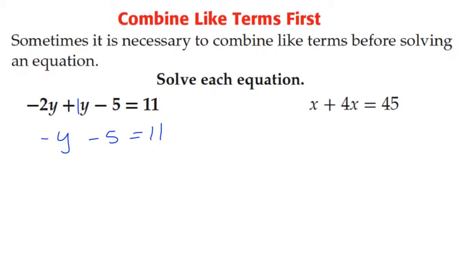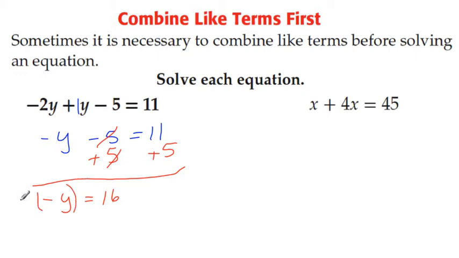But now we want to get rid of the constant. Now it's just like what we talked about in the beginning. We need to add 5 to both sides. So our 5's cancel, and we get negative y equals 16. But we want to know what positive y is. So what we're going to do is we're going to multiply by negative 1 on both sides. I'm going to multiply that by negative 1, and I'm going to multiply this one by negative 1. And a negative times a negative is a positive, so we get y equals, and now we have 16 times negative 1, which is negative 16.